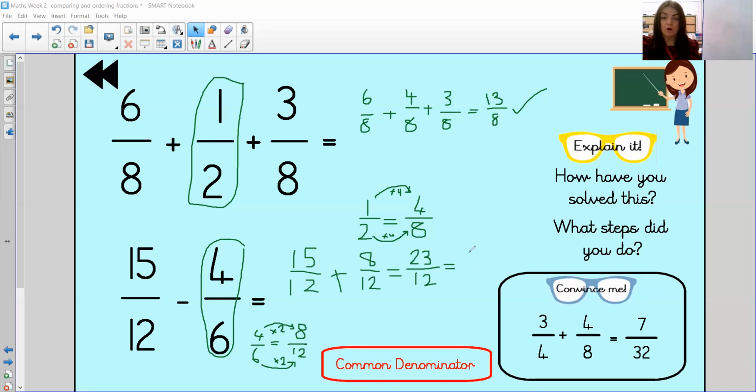So how many groups of 12 can I make? I can make one group of 12 because I know two groups would be 24. I can make one whole, and then how many am I going to have left? I'm going to have 11/12 left. You may have written it that way. So well done to you if you got those right.